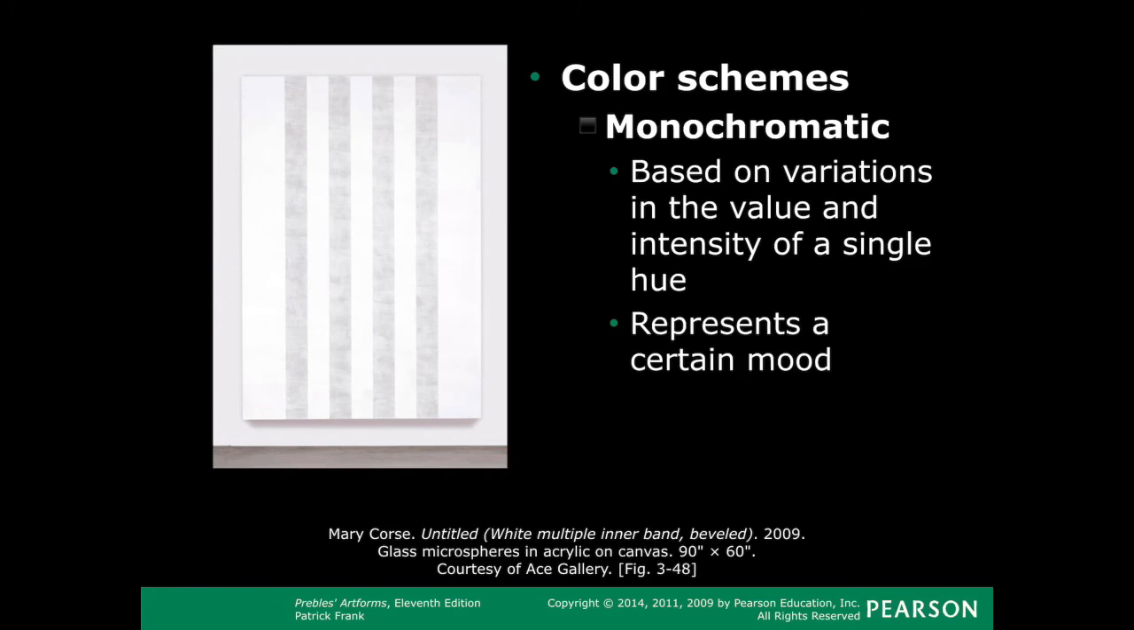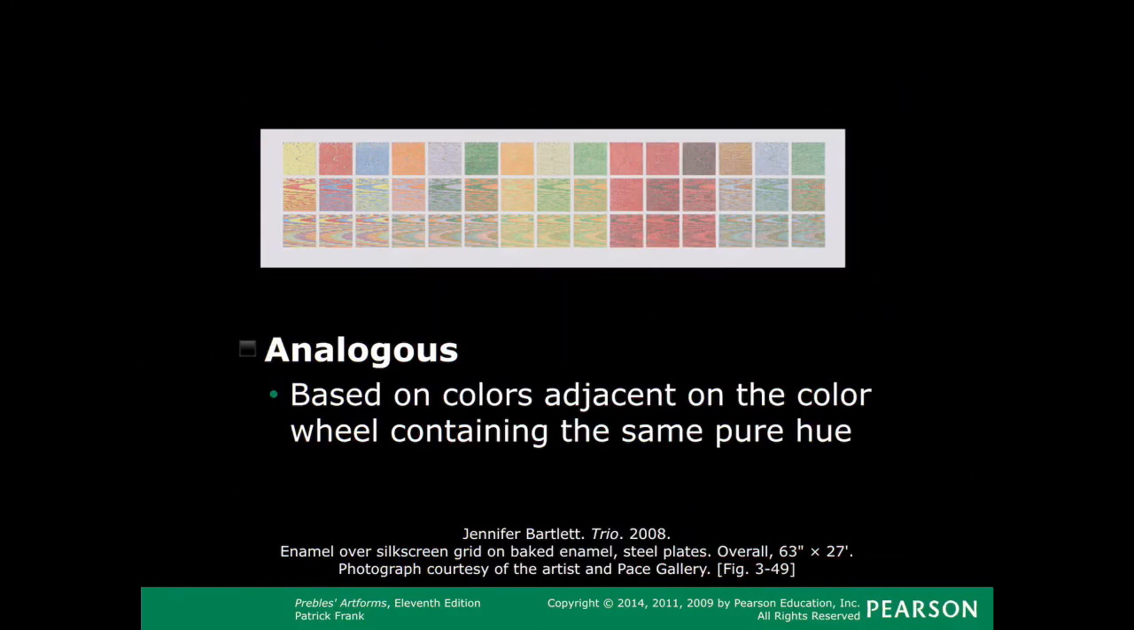More about color schemes: there is monochromatic. Monochromatic is when there are variations in value and intensity of a single hue. If you remember the painting that we saw by Whistler, the Nocturne in Gold and Blue, that was a monochromatic color scheme for the most part, especially with the blues.